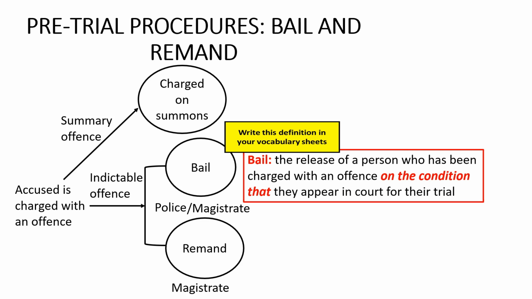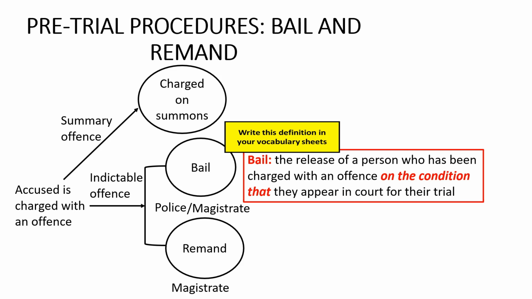Now, a fundamental principle of our criminal justice system is the presumption of innocence. This is that a person is presumed innocent unless or until they are proven guilty. At the time a person is charged with an offence, that person has not had a trial to determine whether or not they're guilty, and so at this stage they are entitled to be presumed innocent. This suggests that an accused person who has been charged with an offence should generally be released on bail rather than held on remand, because a person who is presumed to be innocent should not be locked up in jail.